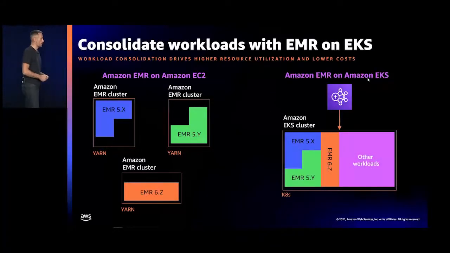This slide is a good example of the consolidation you can achieve with EMR and EKS. So on the left side, you can see a typical example with EMR and EC2. You have multiple EMR versions. You basically need to isolate them on different clusters, and you can waste some resources doing that because you are not fully utilizing the cluster and the resources. With EMR and EKS, you can really achieve very high consolidation for both multiple Spark version and EMR versions, but also between your analytic workloads and the other workloads.